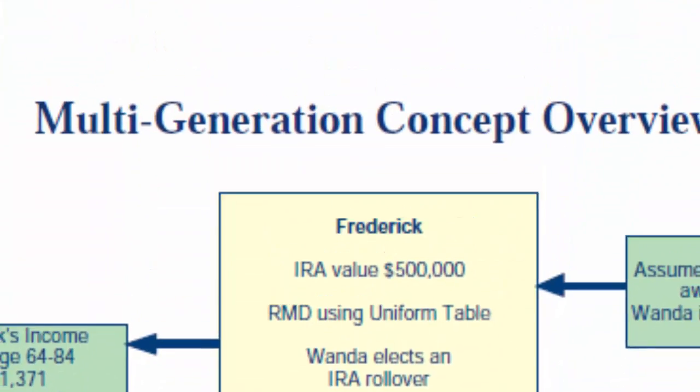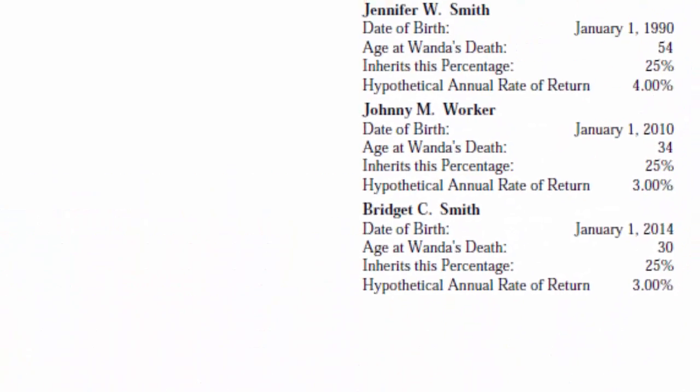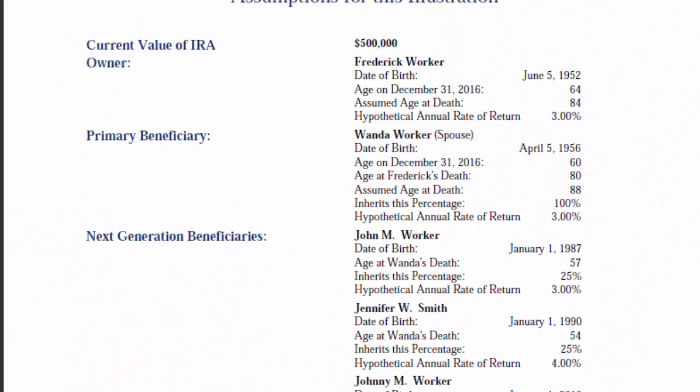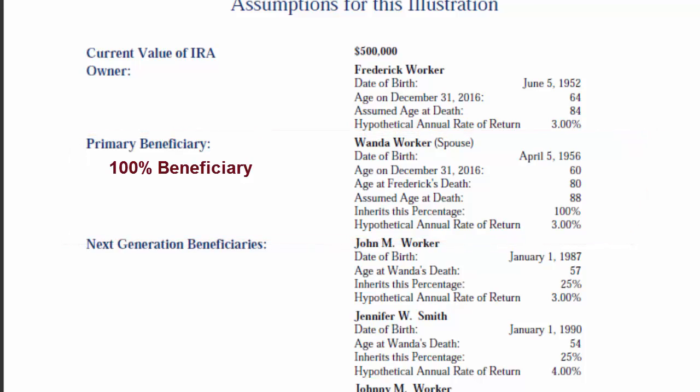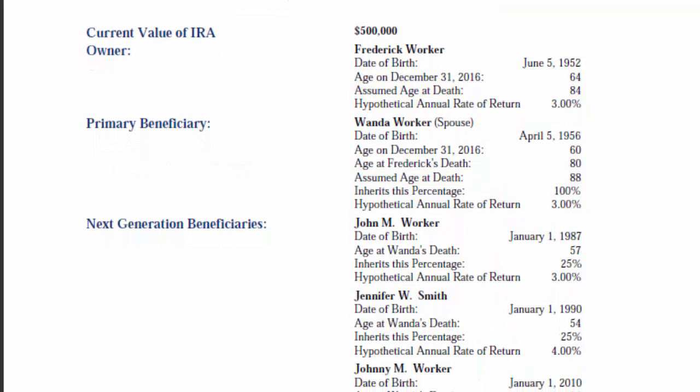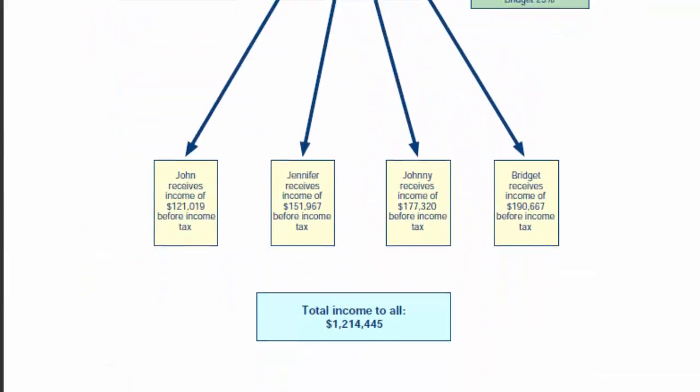To make this concept work, let's go to the page just before this chart, where, as you can see, we have the primary beneficiary, which is his wife. Anytime you have a wife in our software, she needs to be 100% beneficiary. And so, as you can see from the assumptions, Frederick is assumed to die at age 84. Then his wife, since she's younger and also lives later, will inherit as a 100% beneficiary. We showed the printout on her.